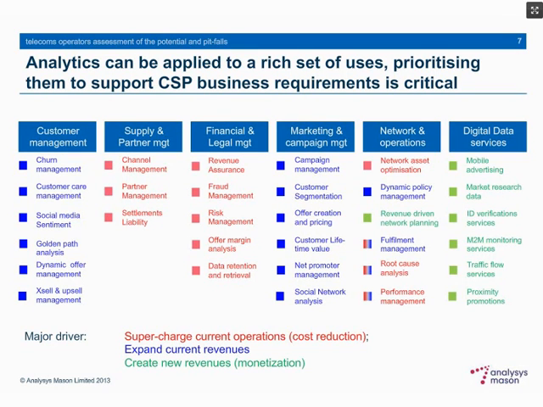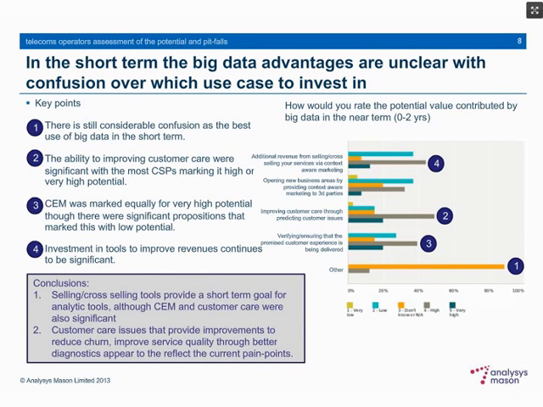So looking at the first of our survey results, which looked in the short term at some of the big data advantages, the question being asked was, how would you rate the potential value contributed by big data in the near term? And some of this writing is quite small, and I do apologise for that on the right-hand side, but I'll go through some of those answers just to spell them out if you can't see them clearly. The top section looks at additional revenues from selling and cross-selling services via your context-aware marketing systems. The second one is opening new business areas by providing context-aware marketing to third parties. So it's opening up to the more digital services type offerings.